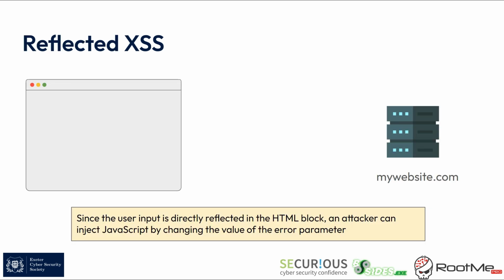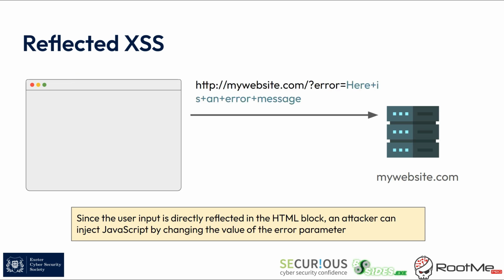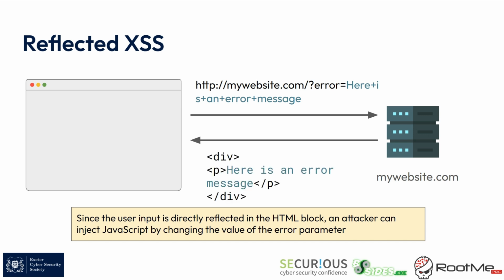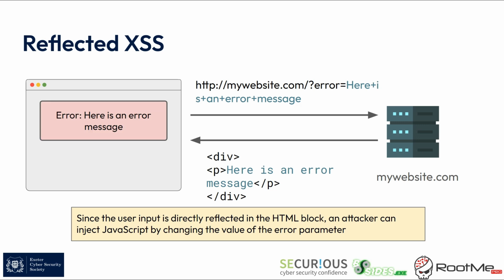Okay, so the first one is reflected XSS. Let's say you have a website, and the way that the error is displayed is that you've got a URL with an error parameter, and then the text after that is directly inserted into an HTML block, and it shows up as an error. Since the user input is directly reflected in the HTML block, an attacker can inject JavaScript by just changing the value of the error parameter.